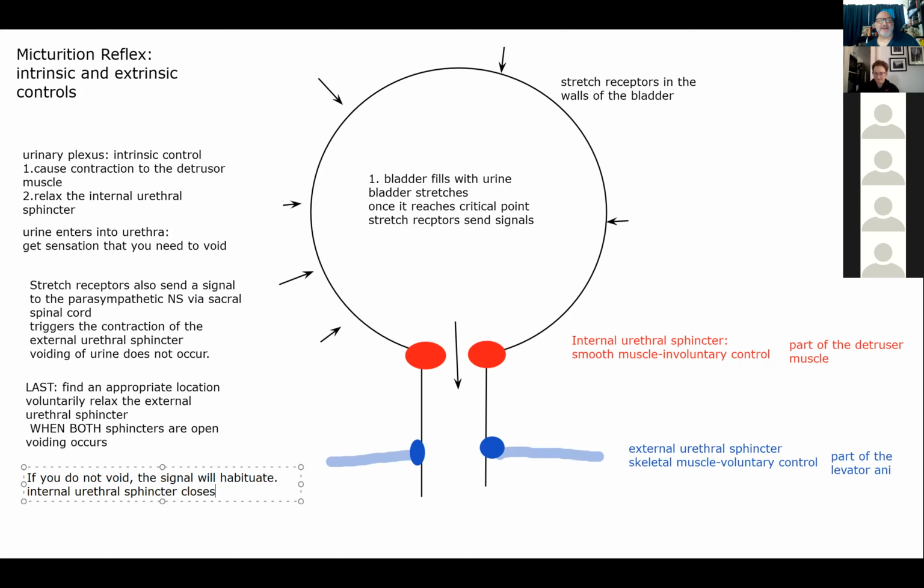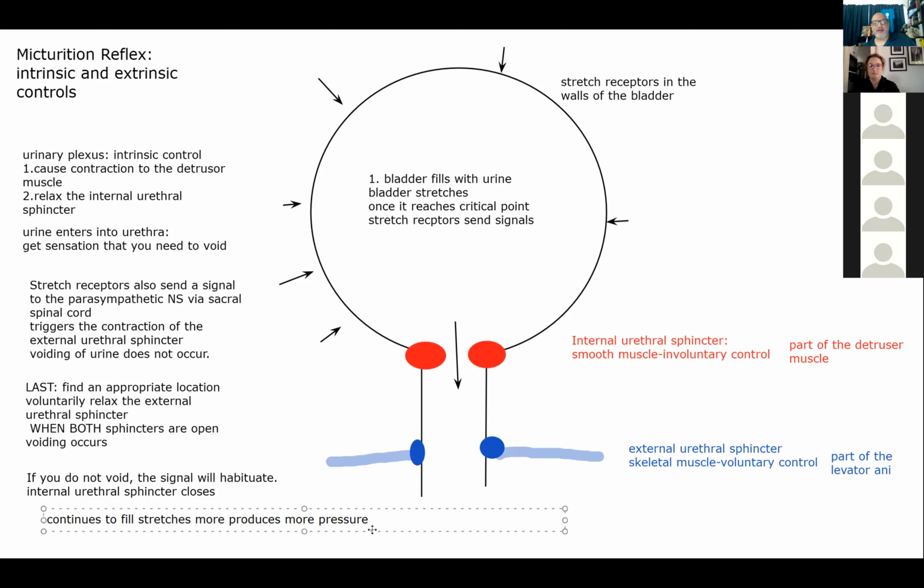Of course, the other last point that I want to make is while it habituates, it continues to fill. And as it continues to fill, it stretches more. And as it stretches more, it produces more pressure. And as it stretches more and produces more pressure, the contractions of the bladder become stronger.